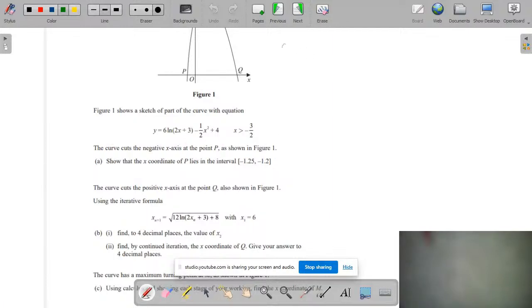So I go to the first part. I'm going to substitute there. If the graph is cutting the x-axis, it means the y coordinate becomes 0. So I mention at P, y is equal to 0. So the original function 6 ln(2x plus 3) minus half x squared plus 4. I substitute the x values.